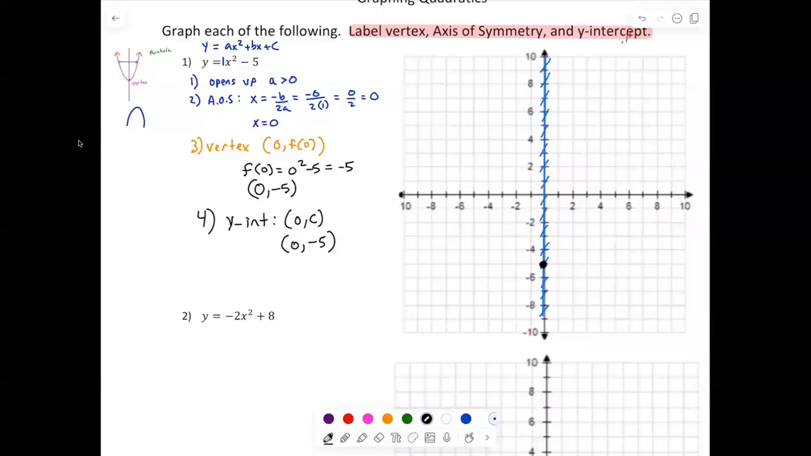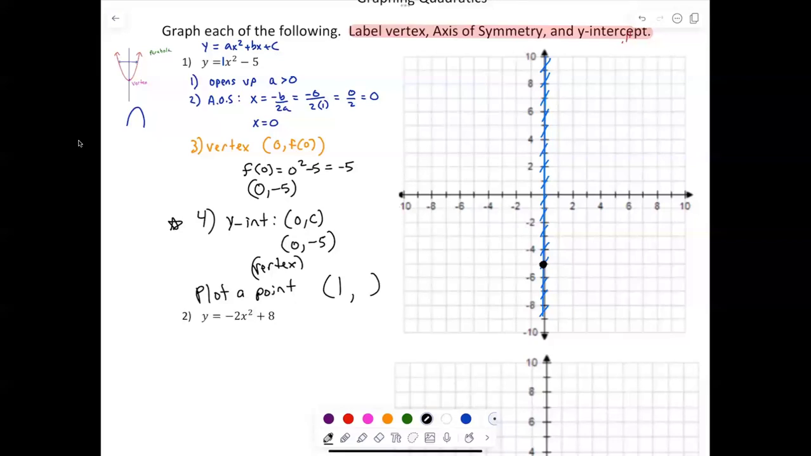It's 0, comma, -5. Now I need you to put a little star here. Our y-intercept in this case is also the what? It's also the vertex. So this creates a problem. We don't have another point. Because the vertex is the same as the y-intercept, we have to plot a point. So what's the easiest point besides 0 to plug in?